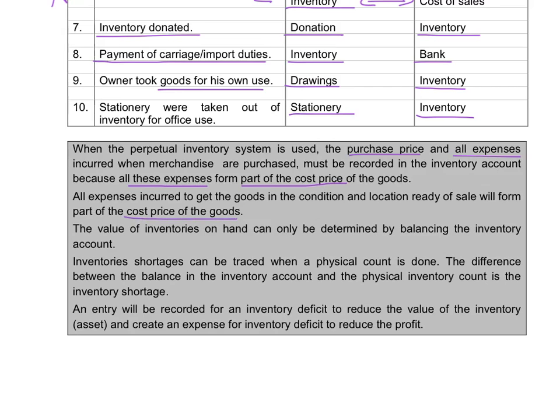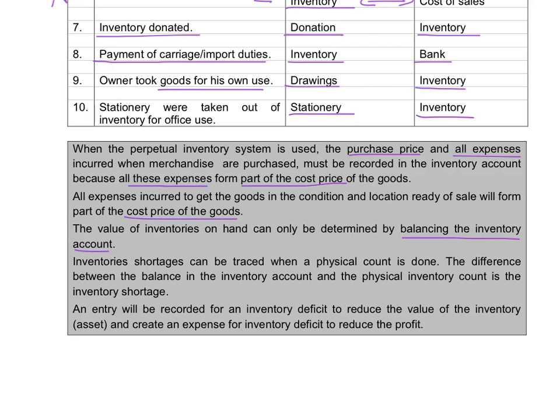So the import duties that you pay and the carriage on purchases will form part. If you receive the goods and you have to change it so that you will be able to sell it, it will form part of the cost price of the goods. The value of inventories on hand can be determined by balancing the inventory account. In the periodic system, the only way that they can determine what is the value of inventories is with a physical inventory count. In the perpetual system, you can determine it by balancing the inventory account.